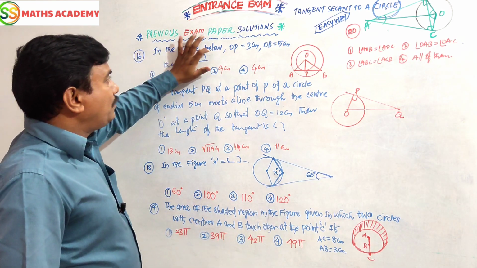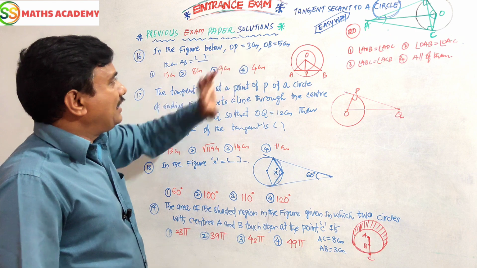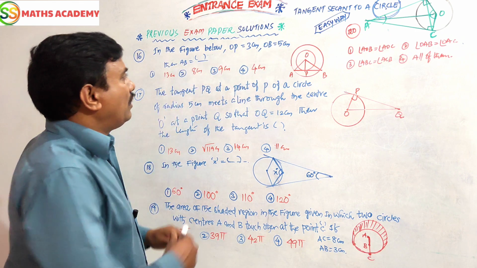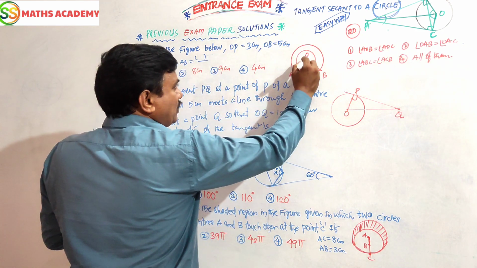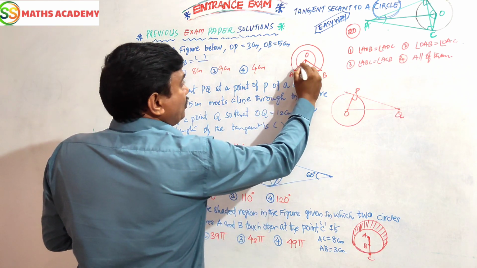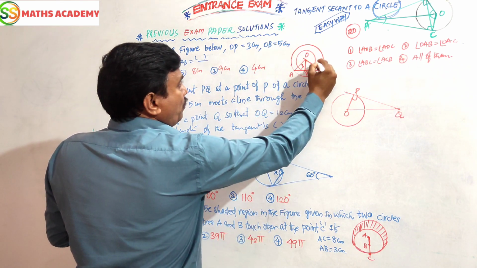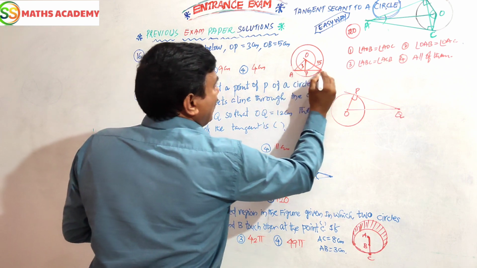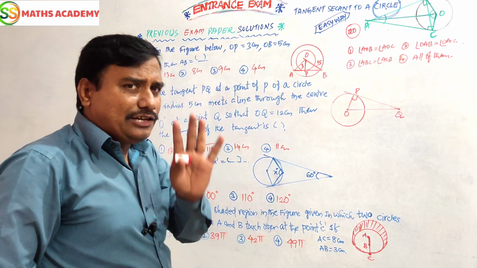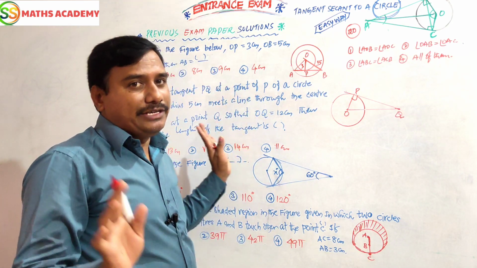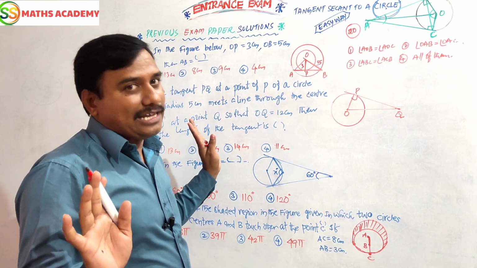In the figure below, OP is given, find AB. Where is the OP? By seeing the question, this is the OP, 3. This is the OB, 5. What is being asked? AB. I told you very clearly, if you know the Pythagorean triplet, then the answer will be complete. The answer is 8. Am I right or not?